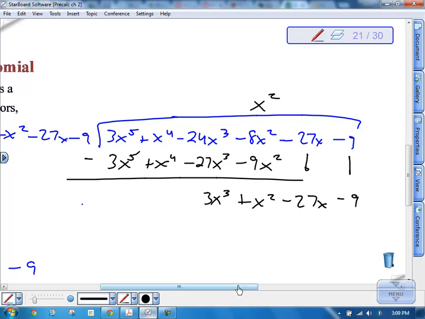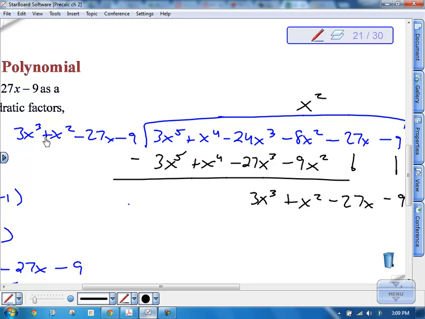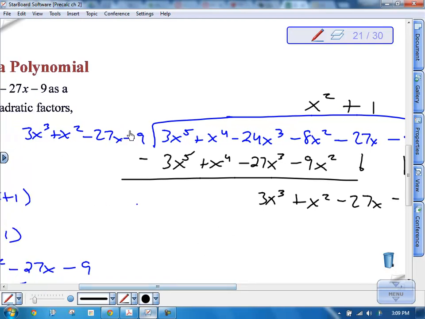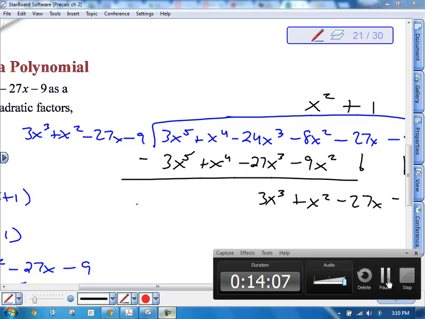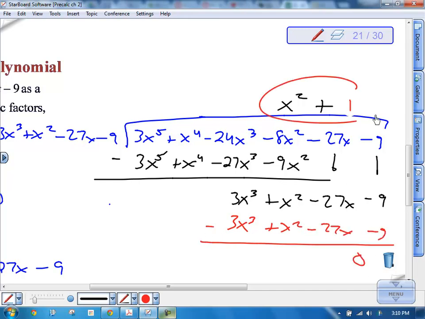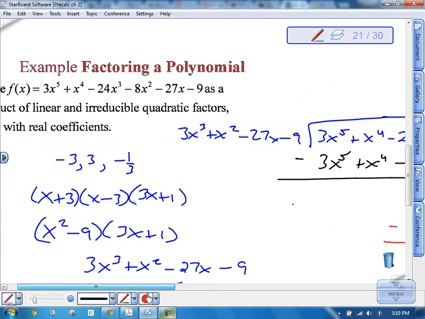Now let's drop down the negative 27x and the negative 9. And I need to multiply through now by another number that gives me this. This should just be 1. Multiply through by 1, you get exactly this, 3x cubed plus x squared minus 27x minus 9. When you subtract, you get a remainder of 0. So there's the irreducible quadratic. That is the complete factorization right here.